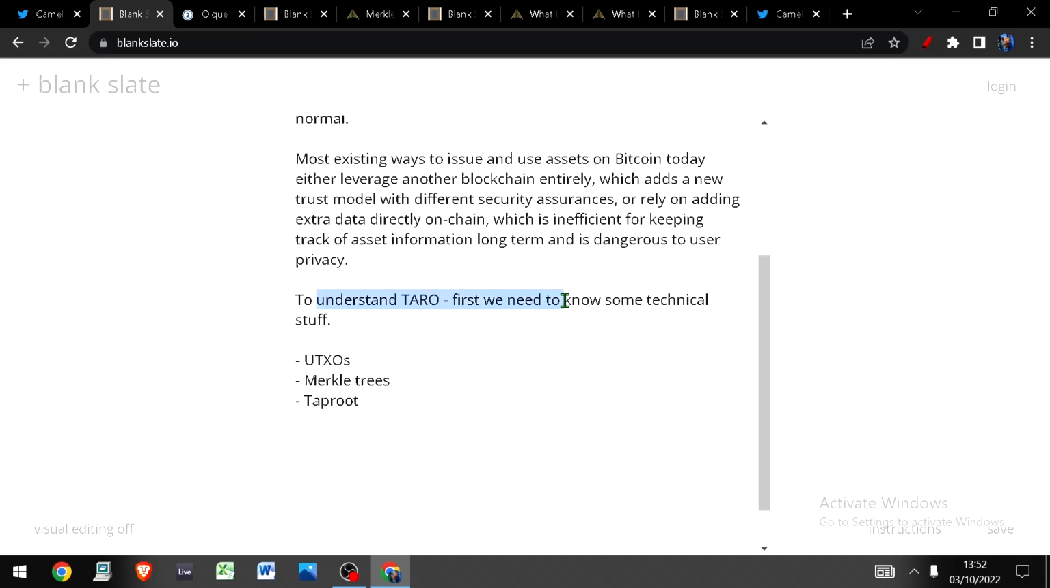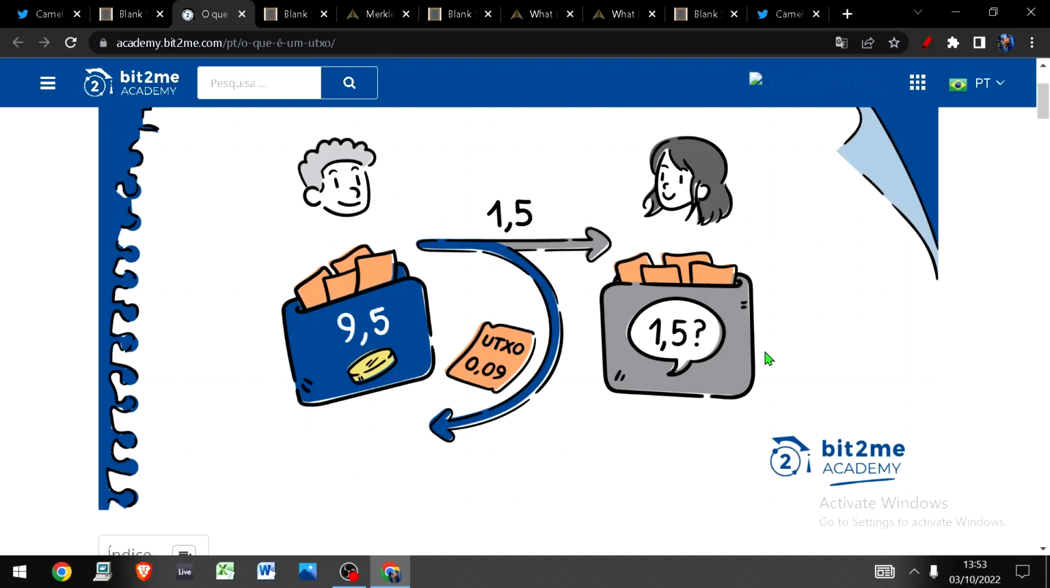So to understand Taro, we first need to understand some technical stuff. We're going to do UTXOs, Merkle trees, and Taproot. Number one, UTXOs. A UTXO, or an unspent transaction output, this is the simplest way I could find to explain it, you could think of these as like the tickets inside your wallet. So if your wallet contains 9.5 Bitcoin, it's likely that it isn't one transaction output that contains 9.5 Bitcoin. Instead, it will be made up of these little tickets, these little unspent transaction outputs, and the sum of all of these will come to 9.5 Bitcoin.